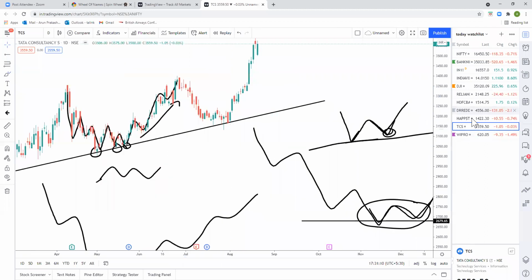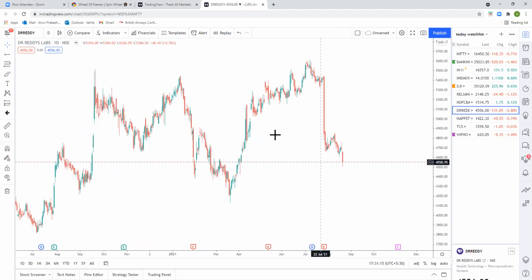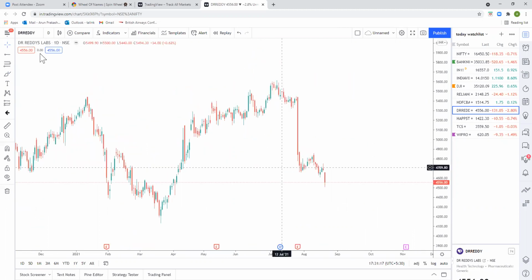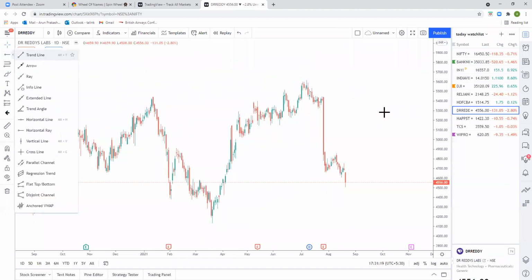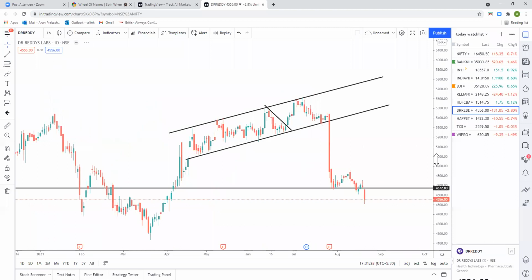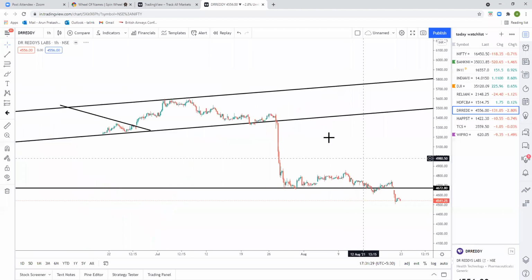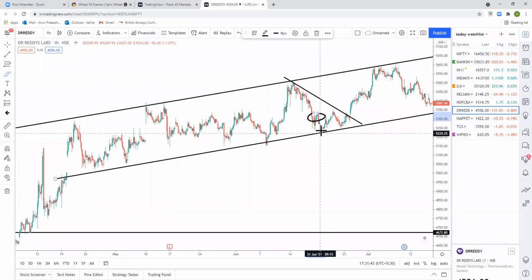Let me show you some other example also. This is something I recently traded. I had this pattern in Dr. Reddy. This pattern has been shared in the community right when Dr. Reddy was trading at this level. What people did here was, few people could not wait, hold on. They immediately entered here, thinking that Dr. Reddy is going to go.